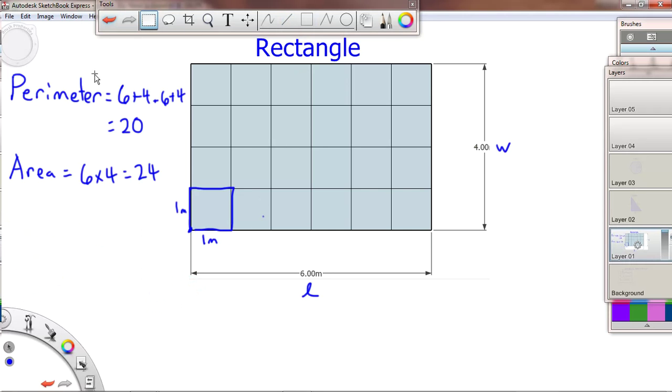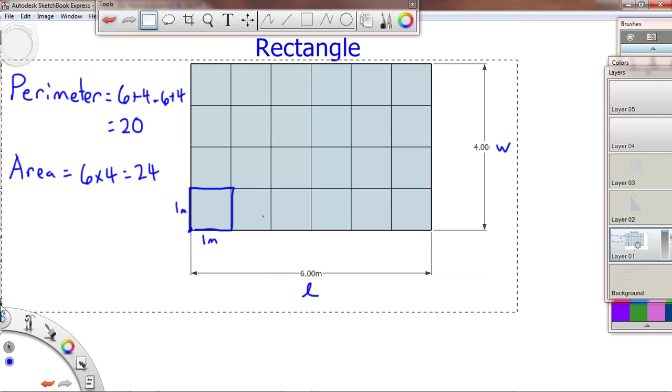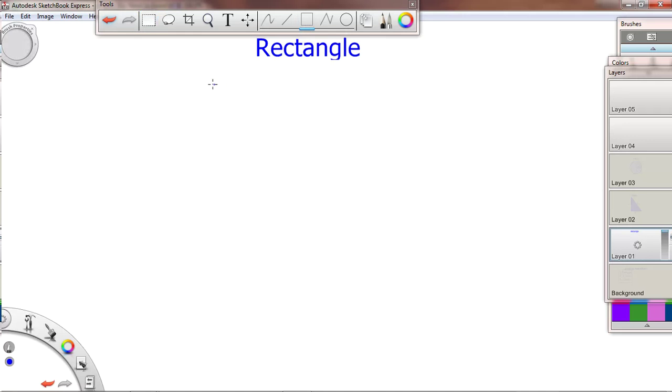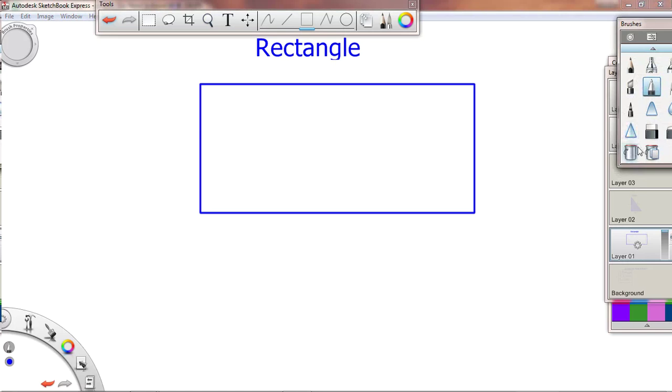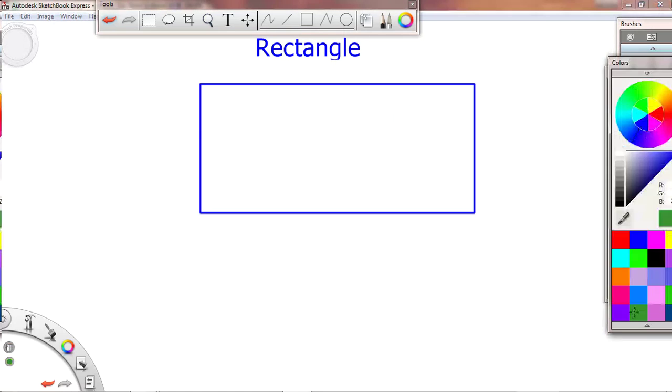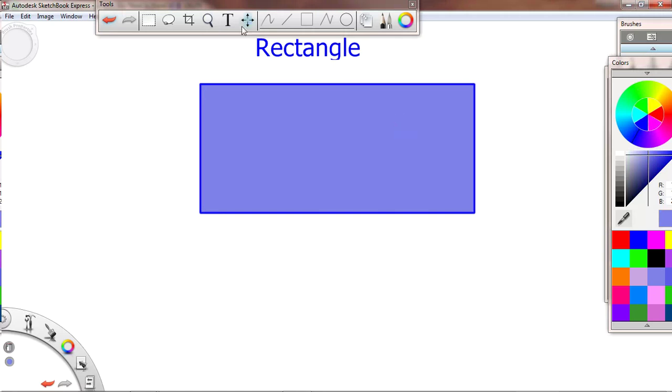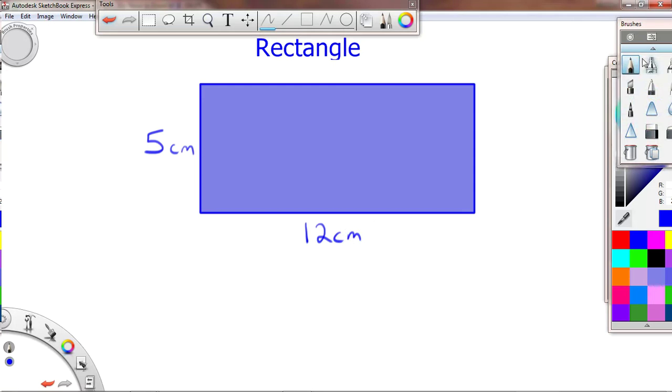I'm going to get everything else off the screen, even part of my G. And let's draw another rectangle here. Boom, here's my rectangle. Let's fill it in with a nicer color. There we go, here's my rectangle. Let's say that this rectangle measures 5 centimeters by 12 centimeters. Ooh, I completely blew it on units in my example.